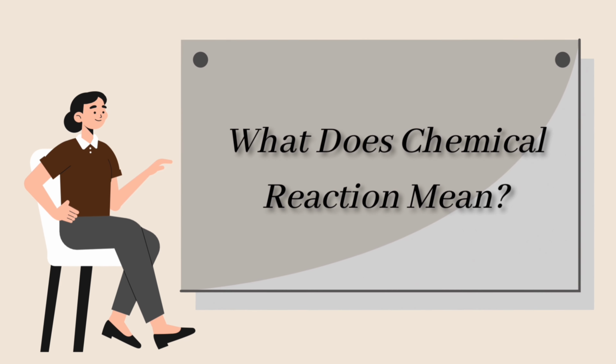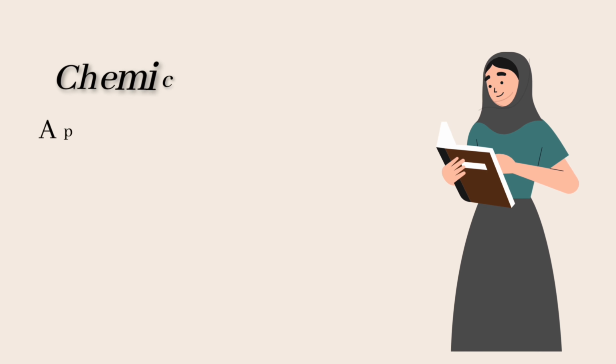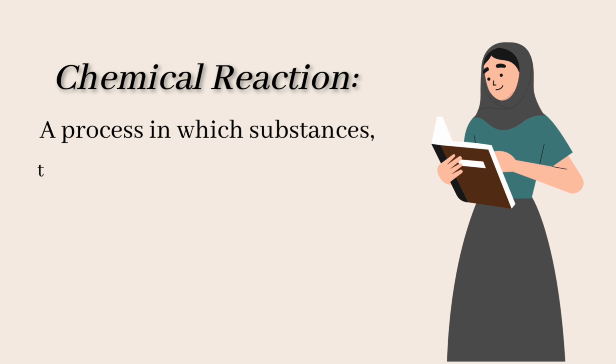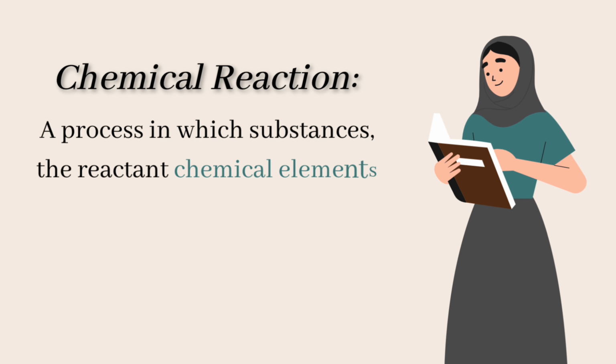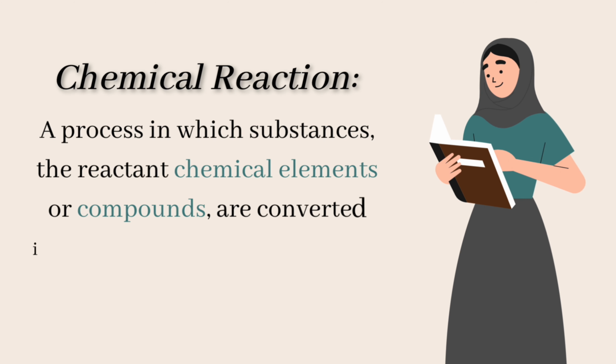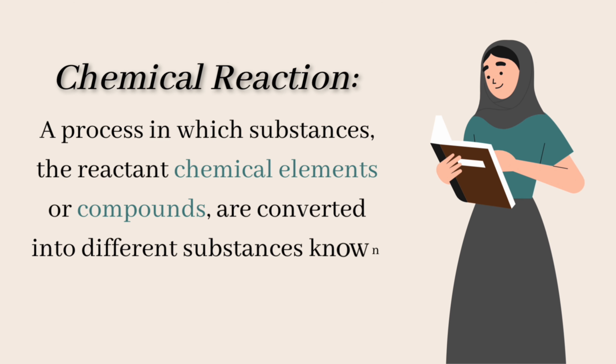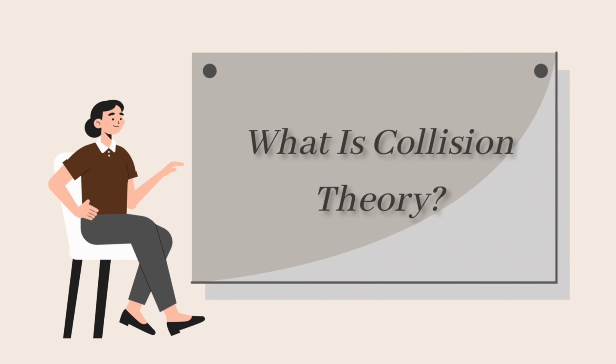What are chemical reactions and how do they occur? A chemical reaction is a process that leads to the chemical transformation of one set of chemical substances, the reactants, to another set of substances, the products.